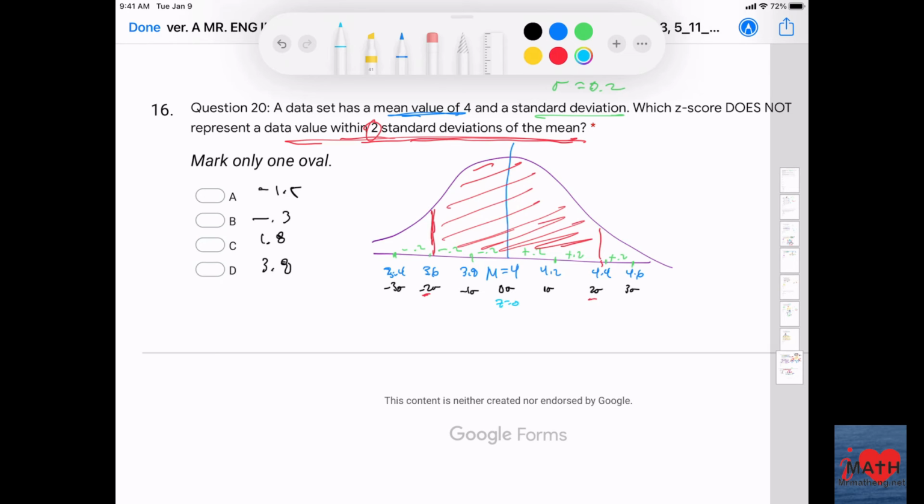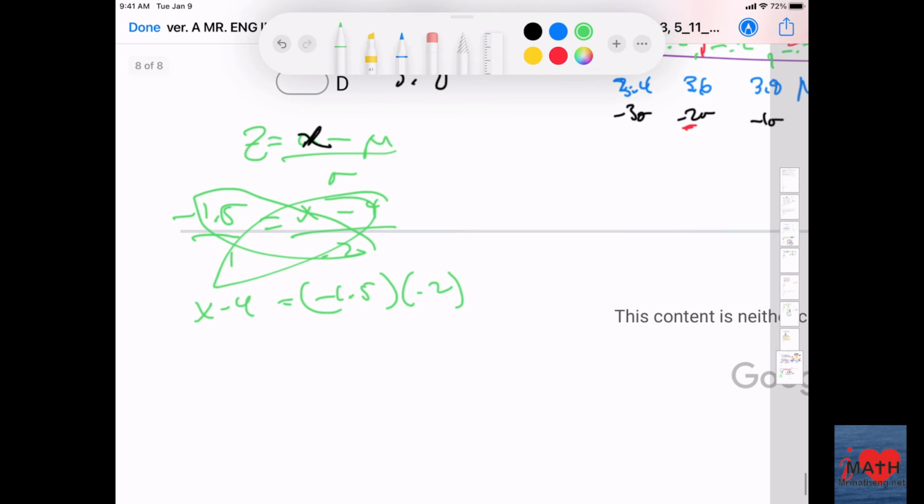So you can use the formula. Watch. Let's use the formula. Let's kind of color code this for A. I'm not saying A is the answer, but I'm showing you. Z equals x minus the mean over the standard deviation. The data point that we're trying to solve for is x. So the z is negative 1.5, x minus the mean value, which is 4, over 0.2. And remember, you just cross multiply. And then just add 4. So for that choice, plus 4 would give me 3.7.